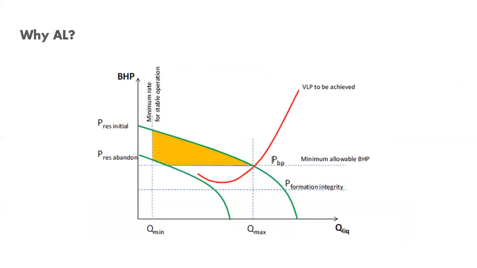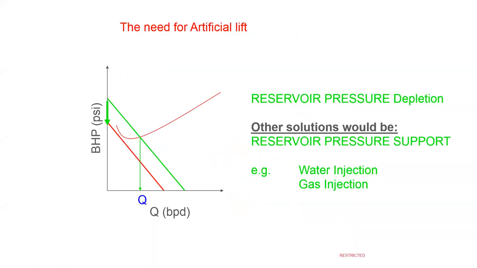This is the relationship between the pressure decline and the IPR. If the IPR is represented by this curve, the future IPR will be a parallel curve to the previous IPR, with the intersection with the y-axis as the new reservoir pressure. As the pressure declines, the IPR will be shifted down, leading at last to the VLP not intersecting the IPR, and the well will no longer produce naturally. That's why we will need artificial lift.